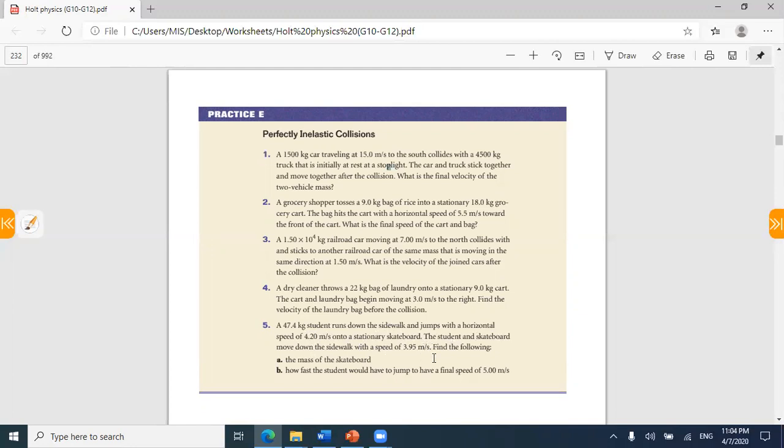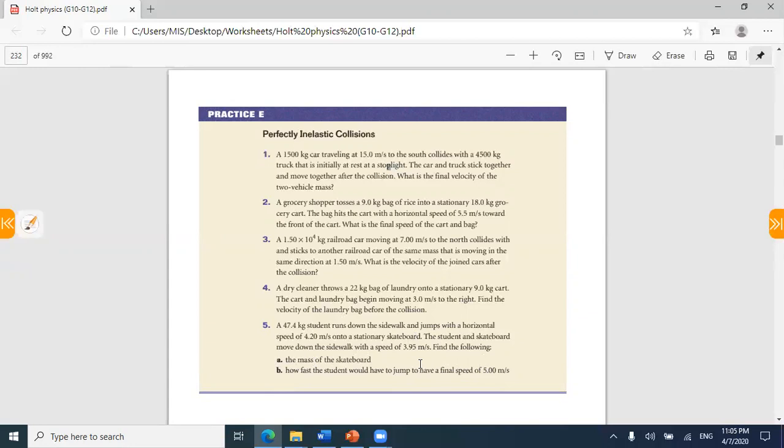Now, V final is given. They both go with 3.95 meters per second, still moving down, so I will consider it also to be negative. The question is to find the mass of the skateboard. M2 is not given, so we have to find the mass of the skateboard, and we have to find how fast the student would have to jump to have a final speed of 5 meters per second.